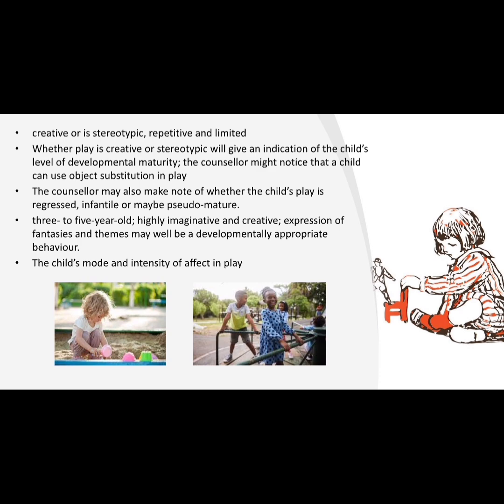So the counselor might notice that a child can use object substitution in play. So observation has a clear-cut indication later. The counselor may also make note of whether the child's play is regressed, infantile, or maybe pseudo-mature. So we have to consider their age also. Considering age, 3 to 5 year old children may be highly imaginative and creative. There will be more expression of fantasies, and themes may be developmentally appropriate. So the child's mode and intensity of affect in play should also be observed.